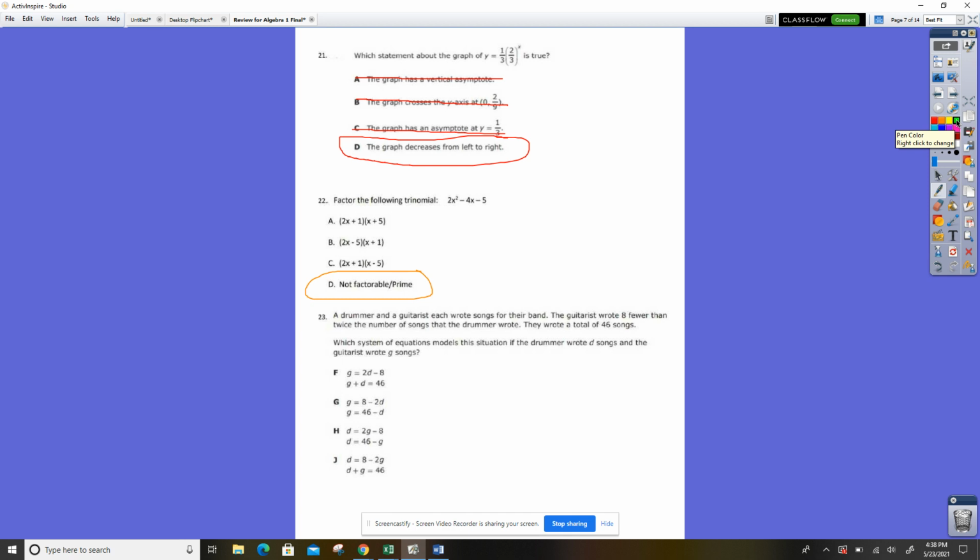I'm going to start with the total number of songs. The number that the guitarist wrote plus the number that the drummer wrote is equal to 46. Then it says the guitarist, G, wrote 8 fewer than twice the number of songs that the drummer wrote, so 2D minus 8. Then I'm going to see which of those systems matches. Number 1 does match: G equals 2D minus 8, G plus D equals 46. So that is going to be our answer.